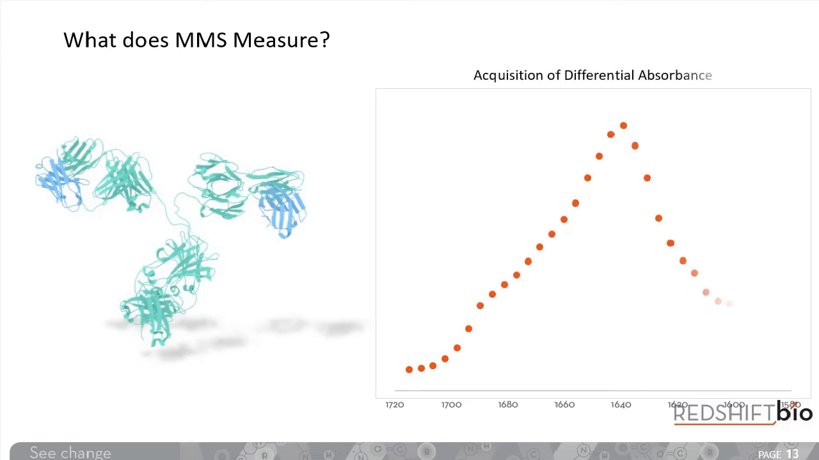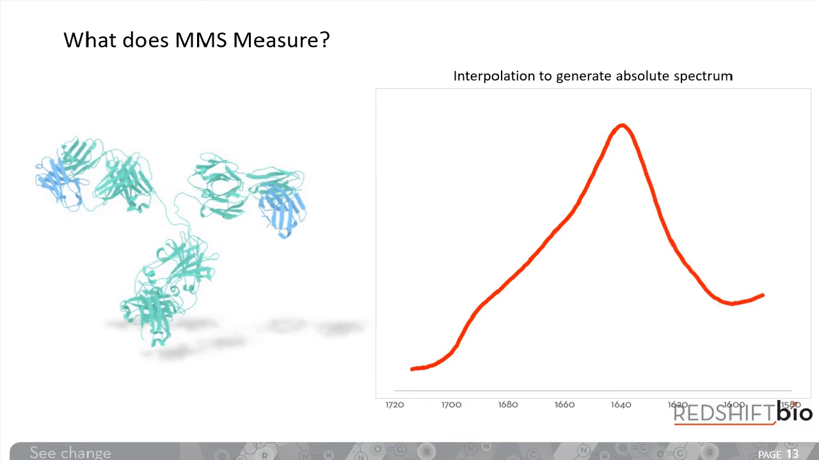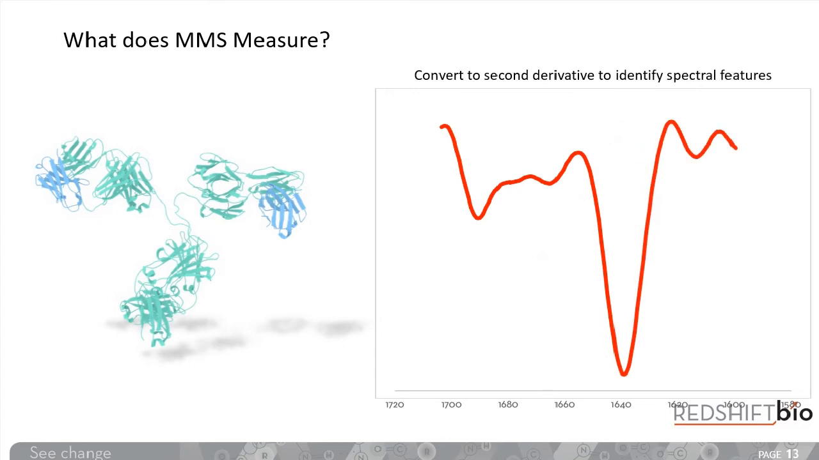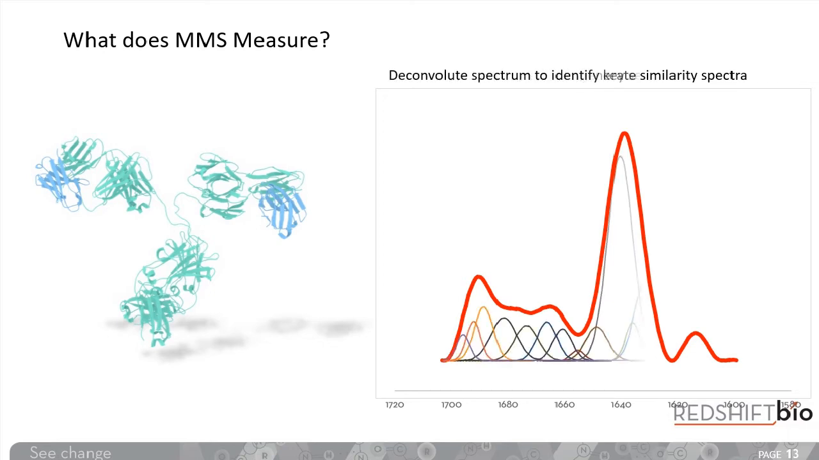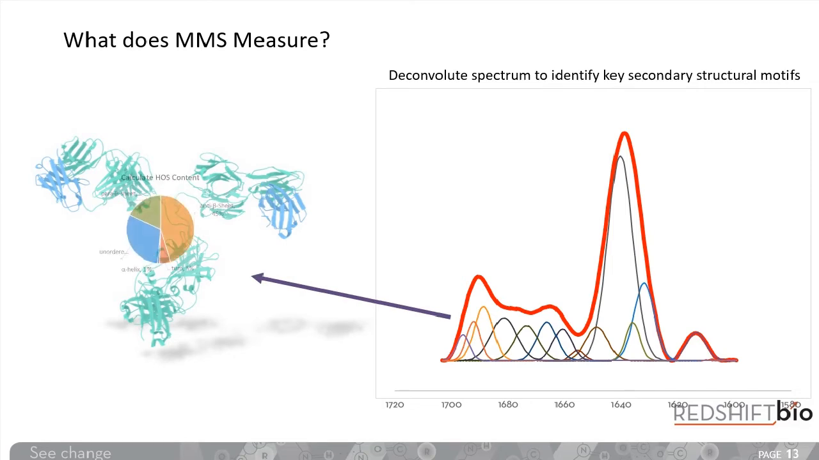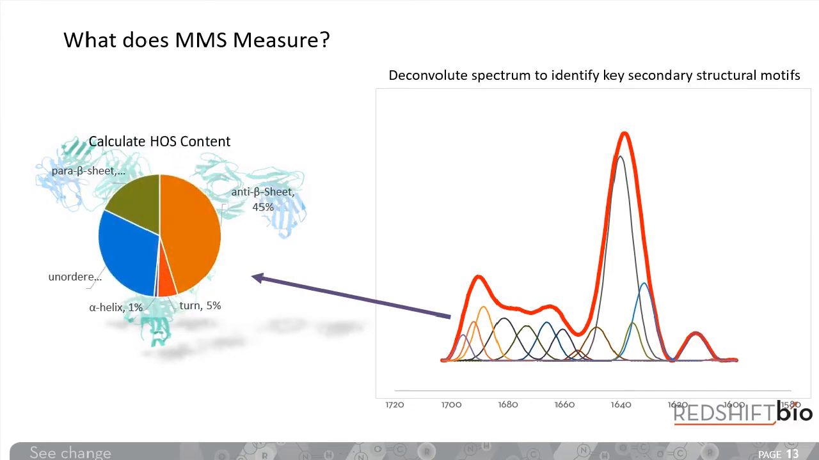First, we collect differential absorbance spectra. We then interpolate the data to generate the absolute spectrum. We then convert that to a second derivative. We invert and baseline the data. This then allows us to deconvolute and identify the individual structural elements and percentages which constitute the secondary structure for the protein being analyzed.